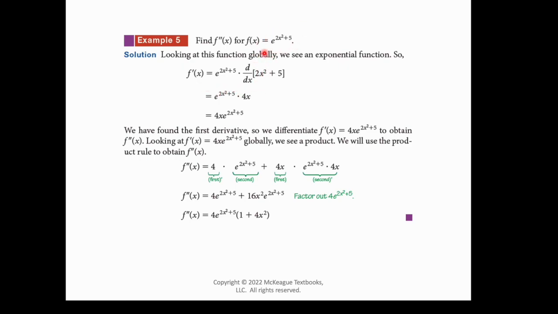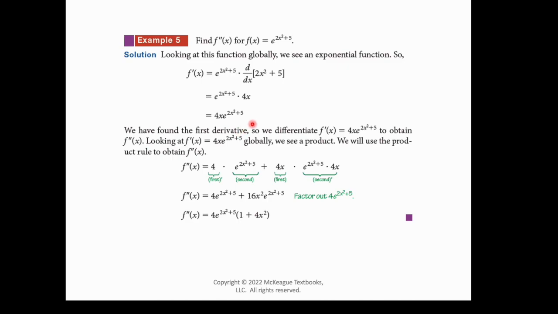Because this is an exponential function, when I take the derivative, I just copy this down, and then I have to multiply by the derivative of whatever the exponent is. So the derivative of 2x squared plus 5 is going to be 4x. The 5 disappears because it's a constant, and the 2x squared, the derivative would be 4x. So now we have the exponential function multiplied by 4x, and just because of preference, we bring this in front.